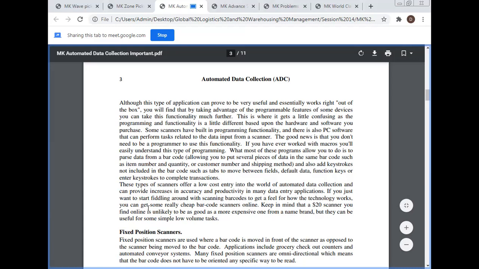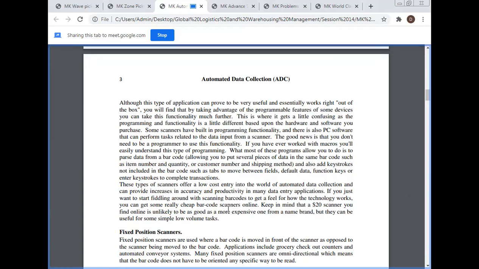If you just want to start fooling around with scanning barcodes to get a feel for how the technology works, you can get some really cheap barcode scanners. Keep in mind, with a $20 scanner, you are unlikely to get a good, more expensive brand. The cost of the barcode scanner is around $20.